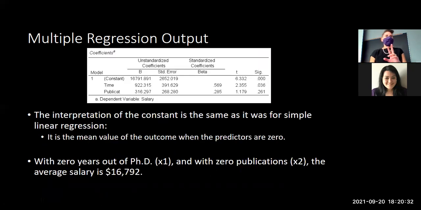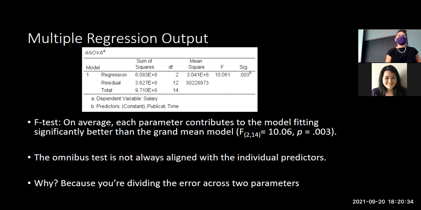So the interpretation here is, on average, each parameter is contributing to the model fitting better than the restricted model, which is also called a grand mean model, which is also called the model where you guess the mean for everybody.